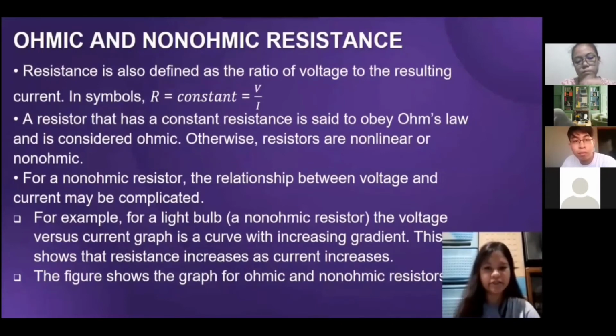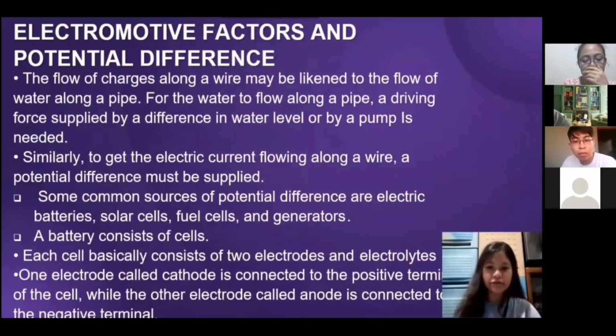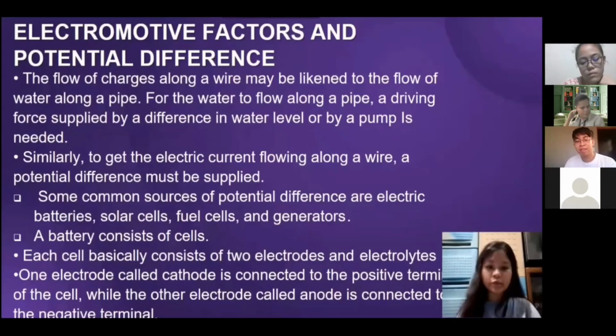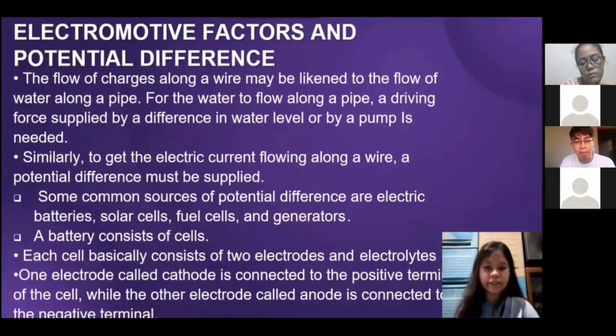Next is the electromotive force and potential difference. The flow of charges along a wire may be likened to the flow of water along a pipe. For the water to flow along a pipe, a driving force supplied by a difference in water level or by a pump is needed. Similarly, to get the electric current flowing along a wire, a potential difference must be supplied. Some common sources of potential difference are electric batteries, solar cells, fuel cells, and even generators.